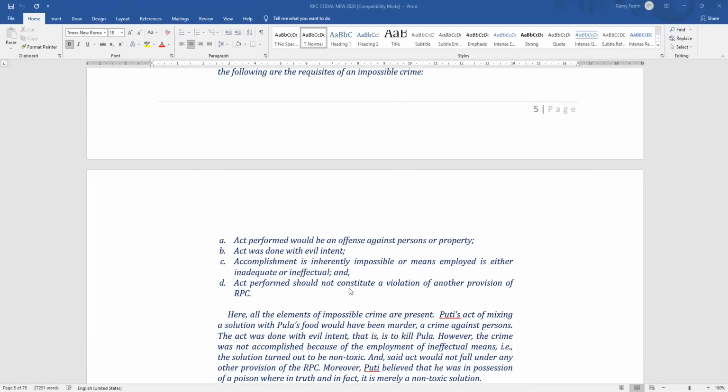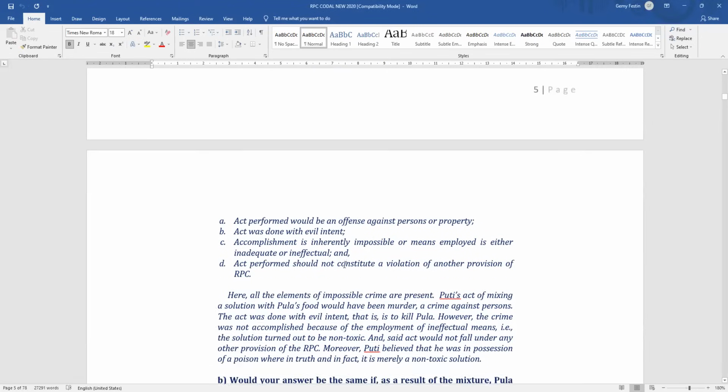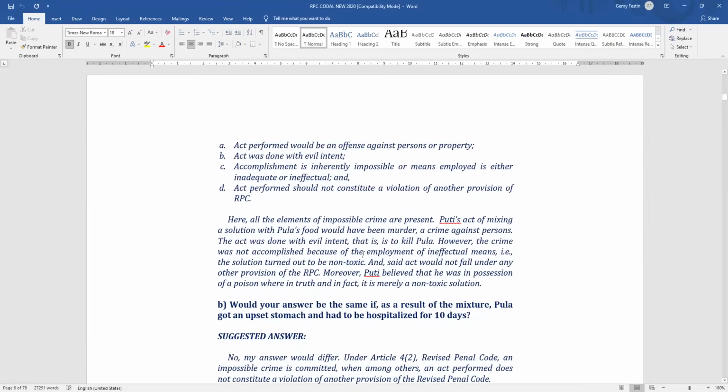So the act should not constitute a violation of other provisions of the RPC. Of course, there's inherent evil intent. And then you discuss that all the elements are present in this case. Why do you say that all the elements are present? For one, Puti's act of mixing a poison with Pula's food would have been murder, a crime against persons or property. Tama? Diba? Tama naman. It is a crime against person.